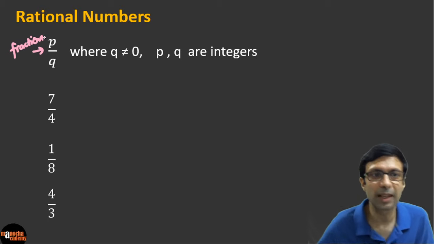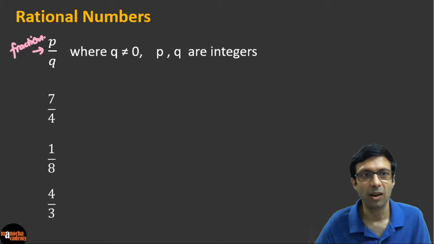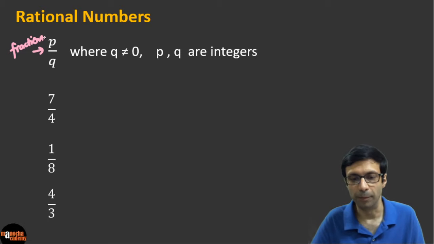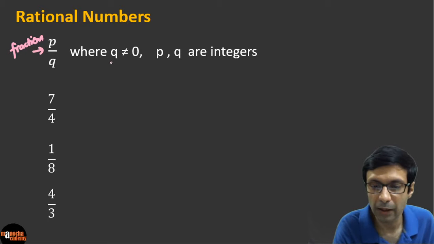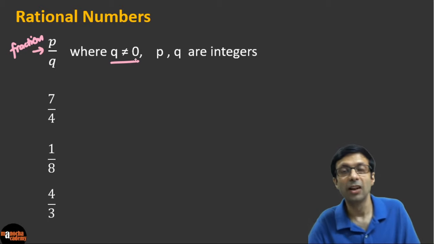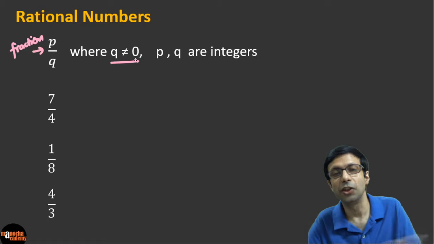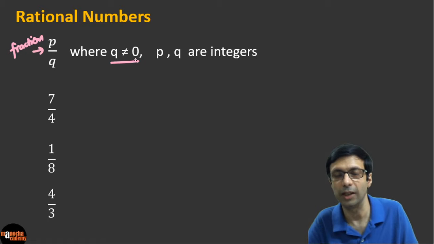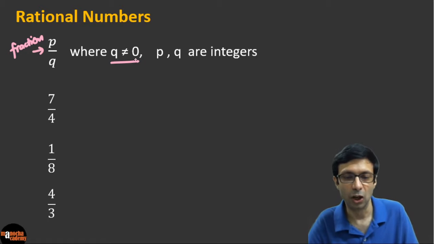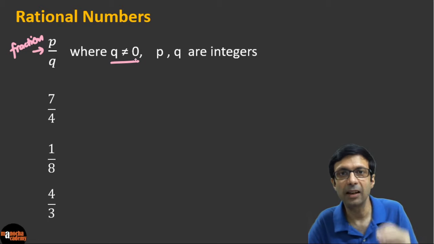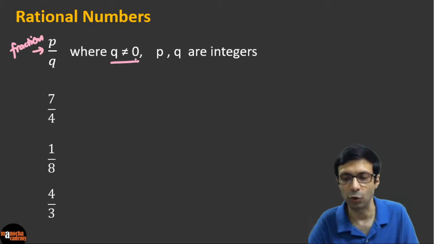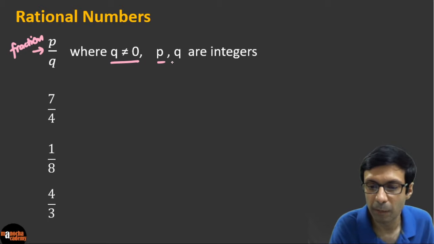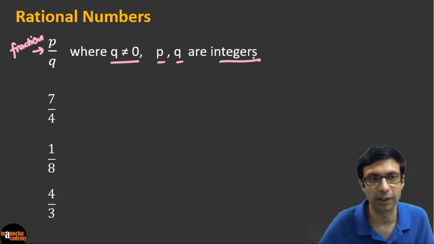So rational numbers can be expressed as a fraction, in the form p by q, right? And note that the denominator q should not be equal to zero. Because why? You know that in maths, division by zero is not defined, it's undefined. So rational numbers are basically fractions, and we write them in the form p by q. The important thing is p and q are integers here.